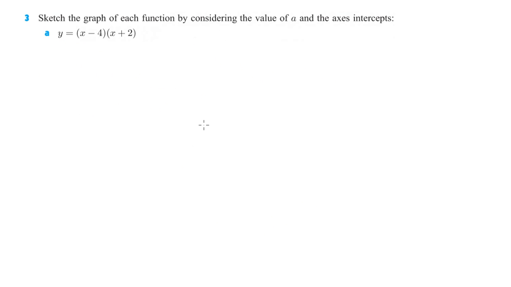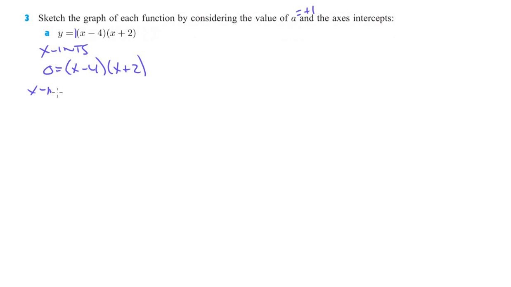Okay? All right, number 3, sketch the graph of the function by considering the value of a and the axes intercepts. The a right here is +1. So we know it's opening up. Okay, that's kind of the big thing. And then let's look for our axes intercepts. X-intercepts, that's when y equals 0, right? 0 equals x minus 4 times x plus 2.